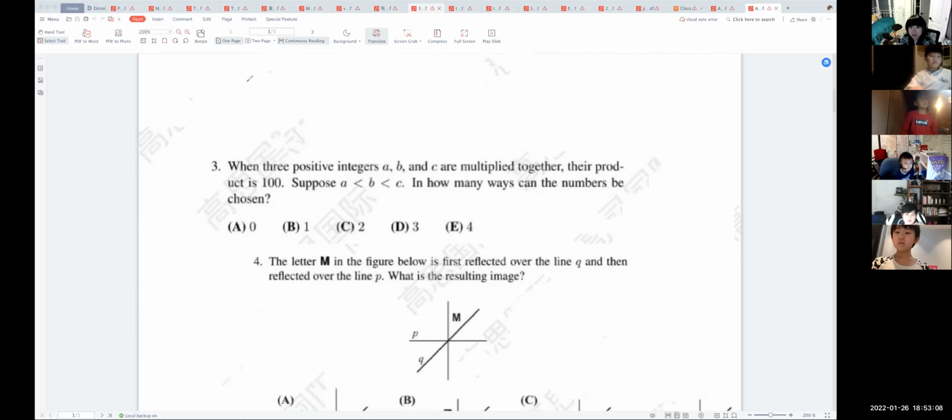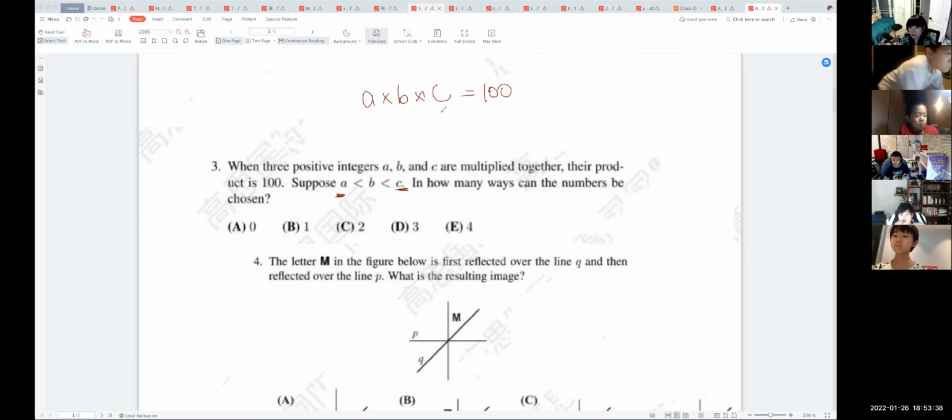So let's take a look at this one. Three positive integers, what does that mean? It's 1, 2, 3, 4, 5, something like that. So there is no -2, -4, and there's also no negative half or positive half. So it's integers, right? Multiplied together. So a times b times c. So c is the biggest, a is smallest, and their product is 100. In how many ways can the numbers be chosen?